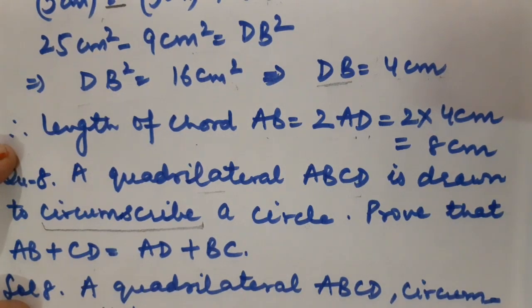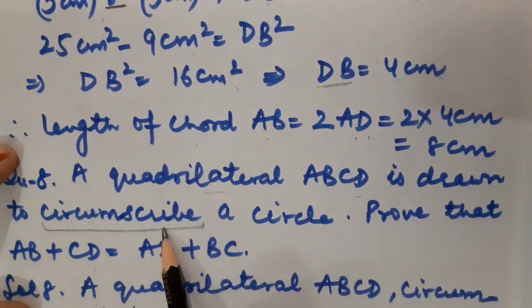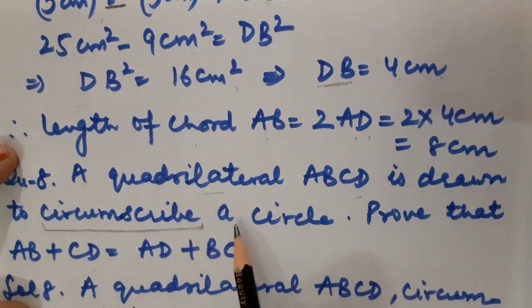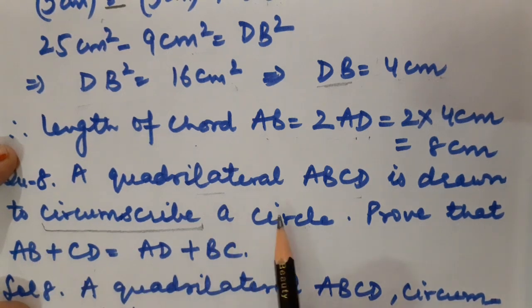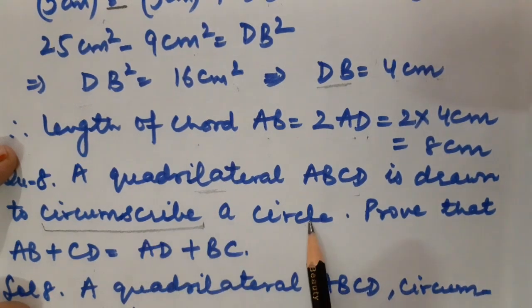Children, there are two mathematical terms. One is inscribe, another is circumscribe. The meaning of circumscribe I have just told you: covers. Suppose I say a quadrilateral ABCD is drawn to inscribe a circle. Inscribe means inside. It means in that case the quadrilateral will be made inside the circle.